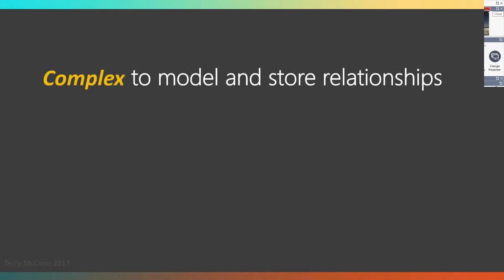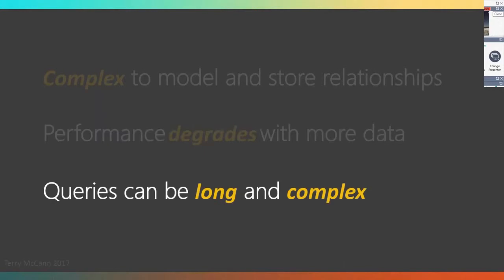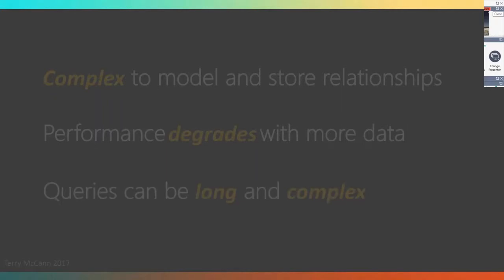So a relational database system, for hierarchical data or very complex connected data, can be quite complicated to model and store those relationships. And as you add more data, performance can degrade. Now, I know as DBAs, as developers, we can index, we can do performance tuning, we can scale up, we can scale out. But as we do increase more data, performance will degrade. And when we have something like impedance mismatch, where we are working with hundreds and hundreds of tables, our queries can become very long and very complicated. And this just further hinders our development process.